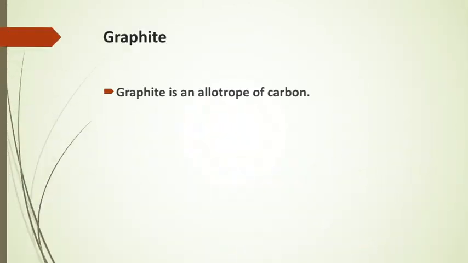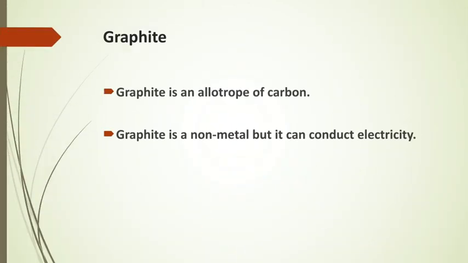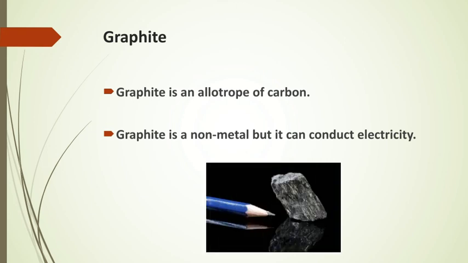Last exceptional case, graphite. Graphite is also an allotrope of carbon, but graphite can conduct electricity. So graphite is nothing but the middle part which is there inside the pencil which we are using.